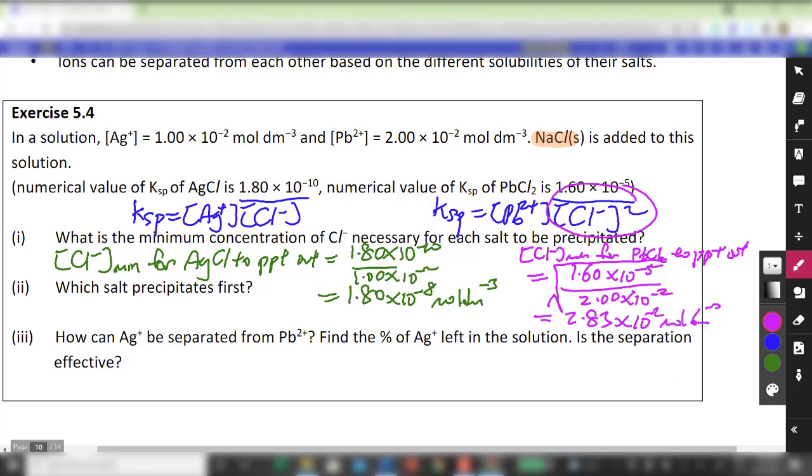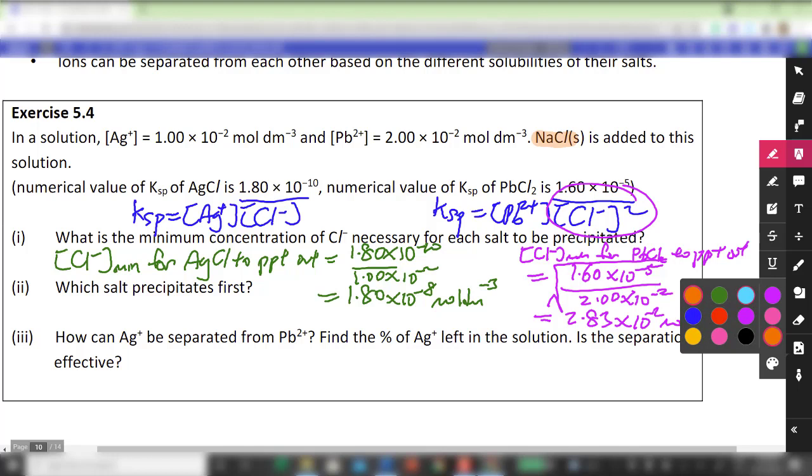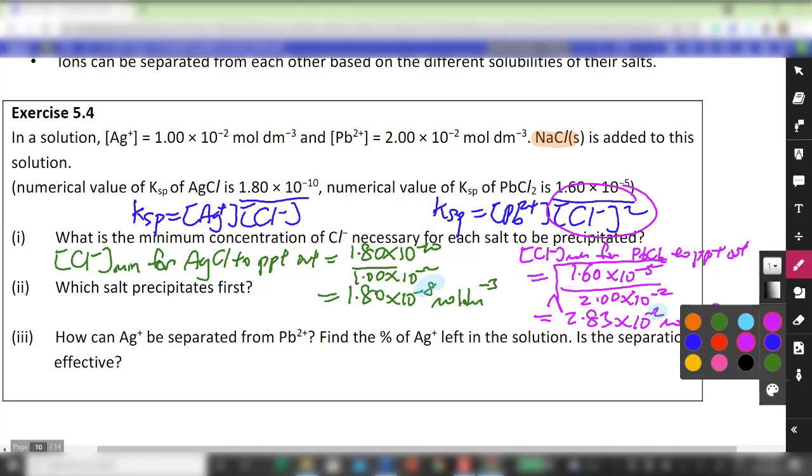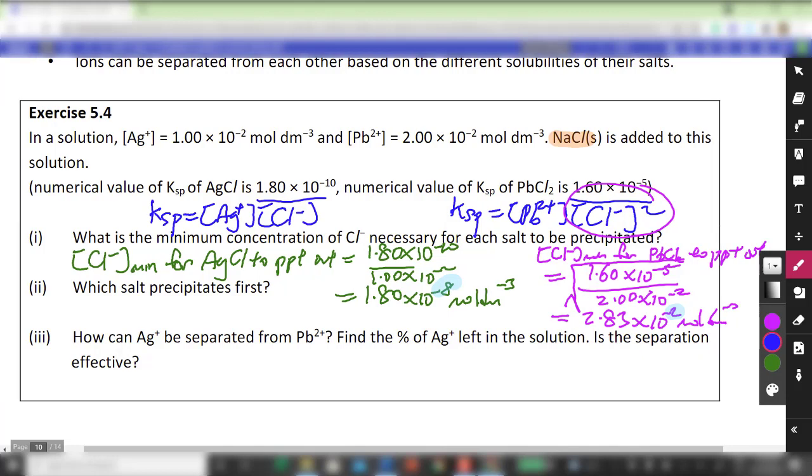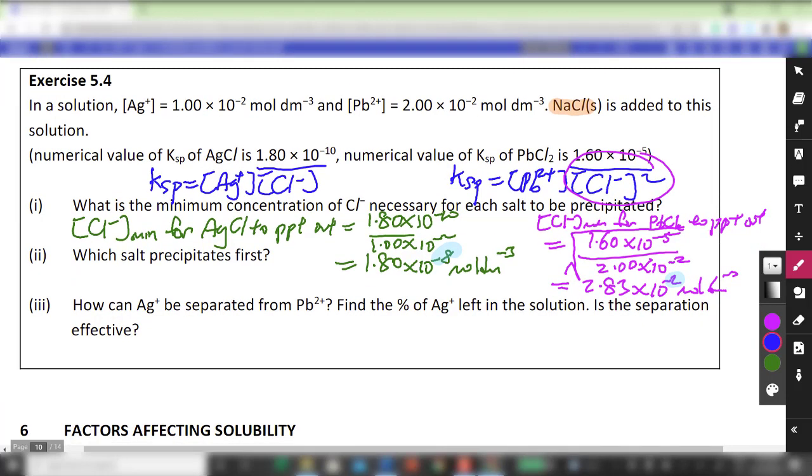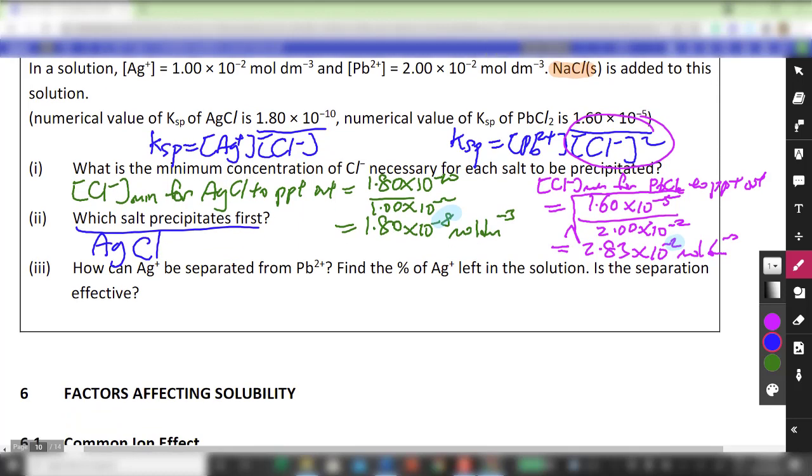per dm cube. If you simply just look at the power it is raised to, you straight away notice that silver chloride is actually easier to be precipitated out as compared to lead chloride. So in this case, the next question is asking you which salt precipitates out first. Of course the obvious answer is silver chloride. Then, how can silver plus be separated from lead-2 plus, and find the percentage silver plus left in the solution. And then they ask you, is the separation effective?